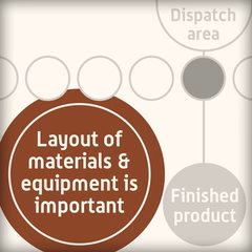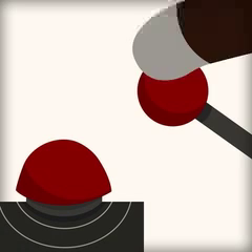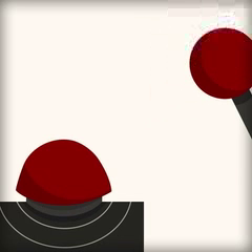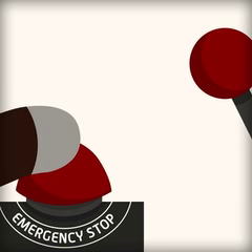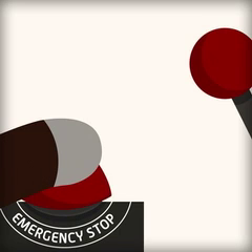The layout of the materials and equipment are important too. Controls for the machinery need to be within easy reach. For example, the emergency and stop buttons need to be reached quickly in an emergency. The controls need to be simple and clearly labelled to save time and confusion.